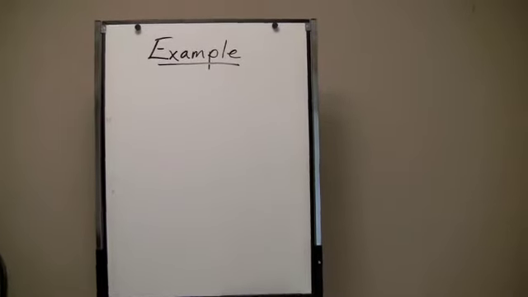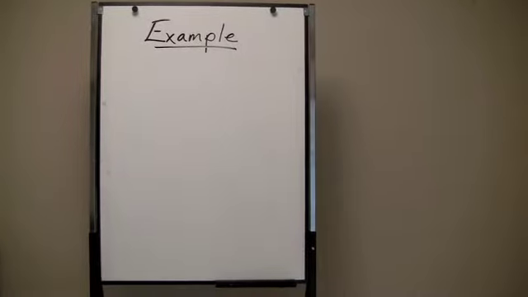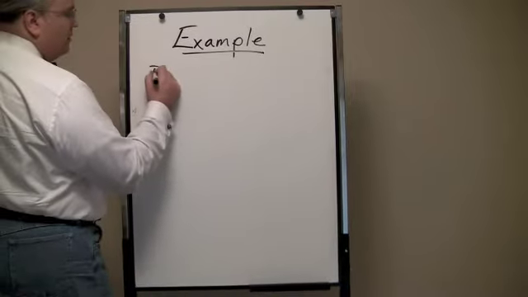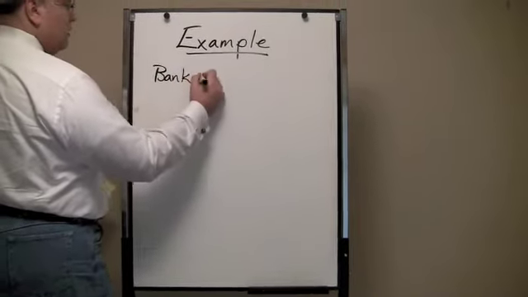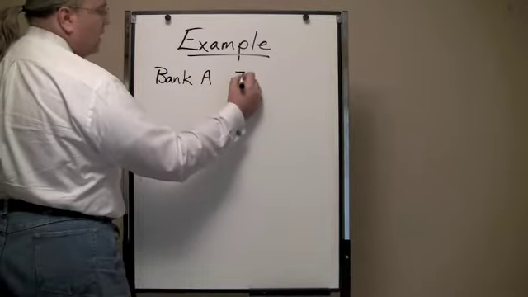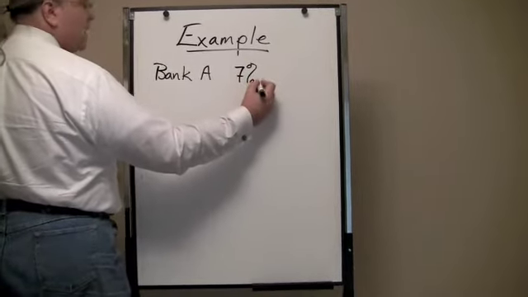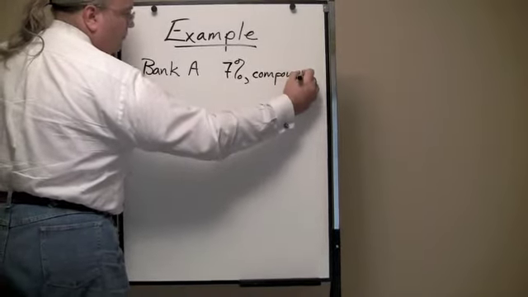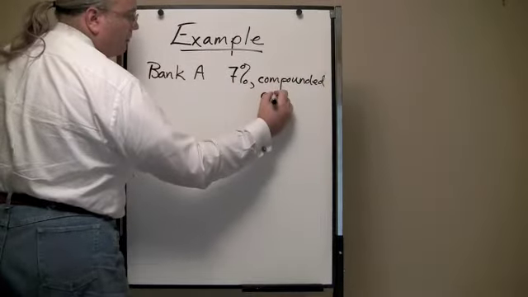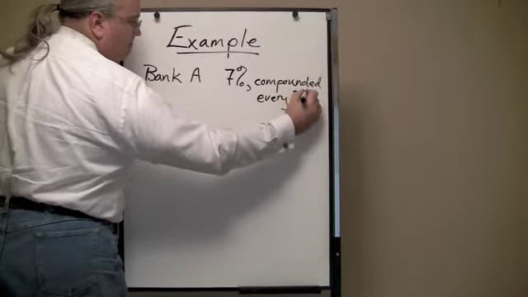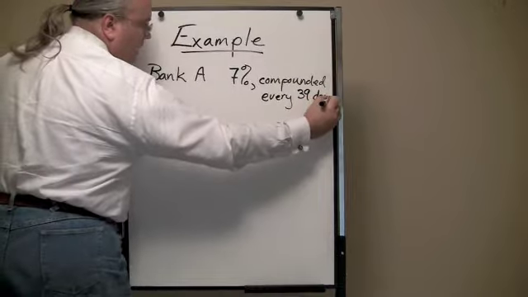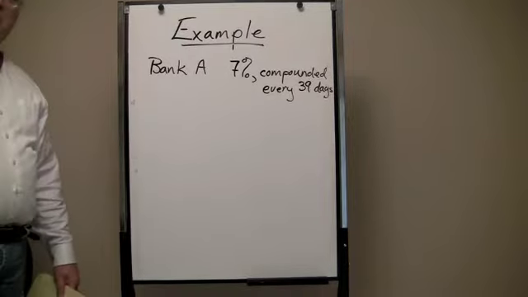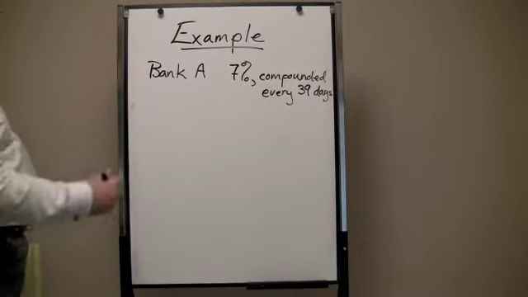Now let's look at an example of putting this principle to work. Let's assume that we have two banks. Bank A is going to pay interest of 7% compounded every 39 days. A rather unusual compounding period, but hey, this is an example. Furthermore, it's an academic example.